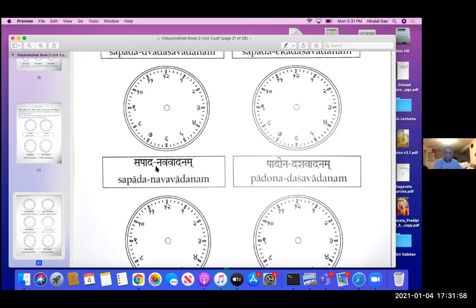The long hand is at the 3, and the short hand is at the 9. Okay, just past 9, right? A little bit past 9. Yeah. Okay. Those who don't know, please try to learn from those who know by paying attention here. Okay. Next, Padona Dasavadanam. Those who know can raise a hand.